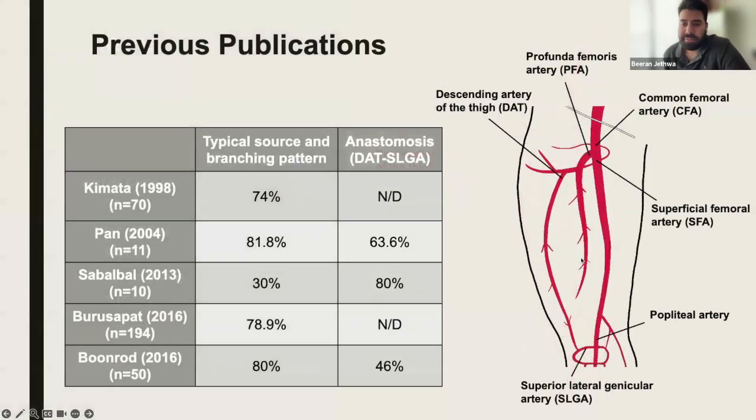Our past studies confirm that there's high variability in the origin of the descending artery of the thigh, and the presence of its anastomosis with the superior lateral genicular artery. The typical branching pattern of the descending artery occurs in between 30 and 80% of limbs dissected, while typical anastomosis only occurs in between 46 and 80% of limbs. Now, many of these studies have been performed in South Asia, but there were no known studies in the United States. Thus, we set out to study the differences in the behavior of the descending artery in the South Texas population, but also to speculate why these differences may occur.